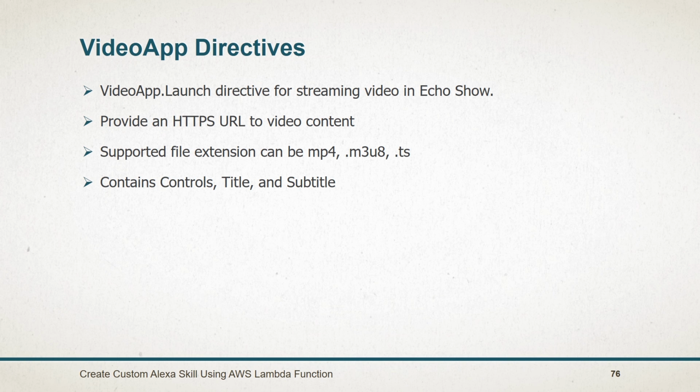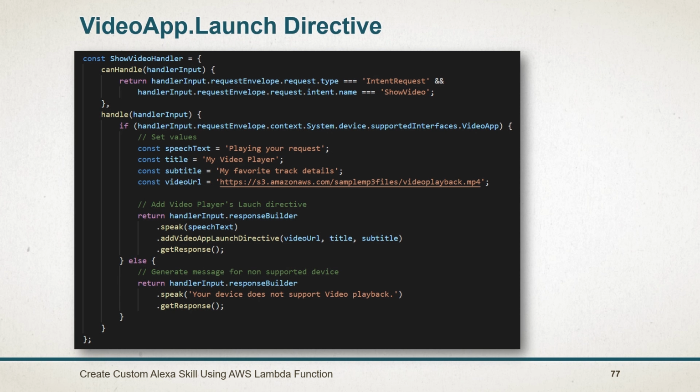The video app directive is used to play video on the device. There are several restrictions for the supported video format. We need to check for video app in supported interfaces. If the device supports it, then use the addVideoAppLaunchDirective method and pass the URL of the video file and an optional title and subtitle for creating the metadata object.